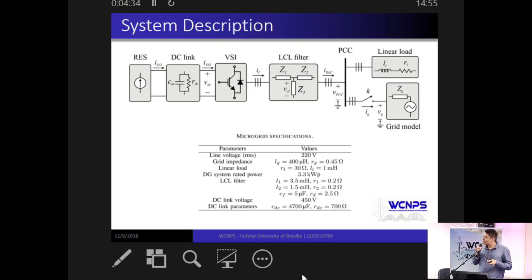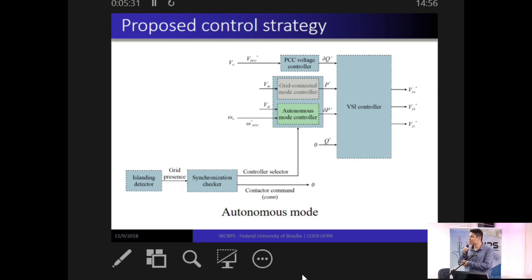The system description is basically this. We have the DG with the renewable energy source and the inverter plus the DC link connected to the PCC through an LCL filter, and we have the grid, which is connected through a contactor, and we also have a linear load to emulate the loads of the system. One feature that I want to highlight is that the grid impedance is such that the R over X ratio is about 4, so it's neither predominantly inductive nor predominantly resistive. It's a characteristic of the low voltage distribution system.